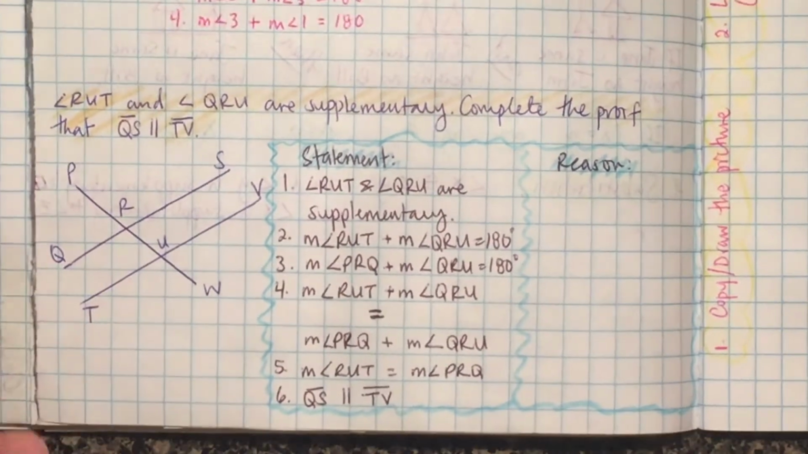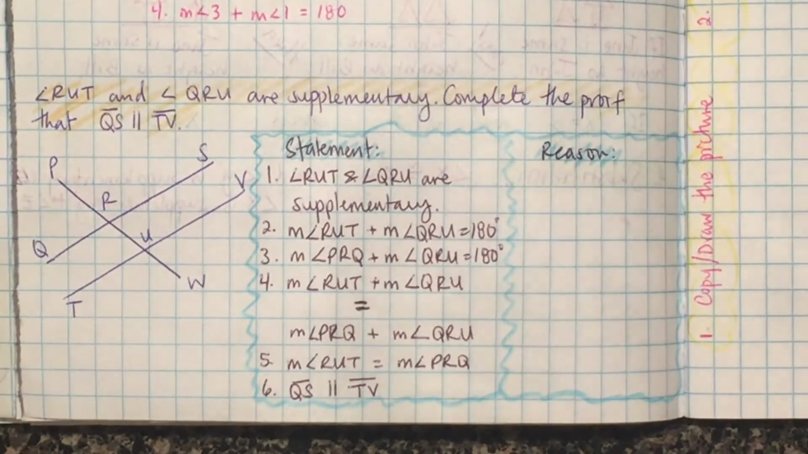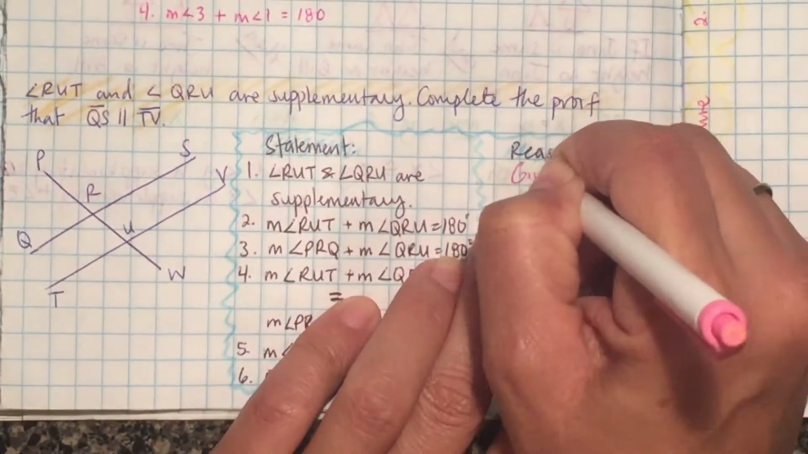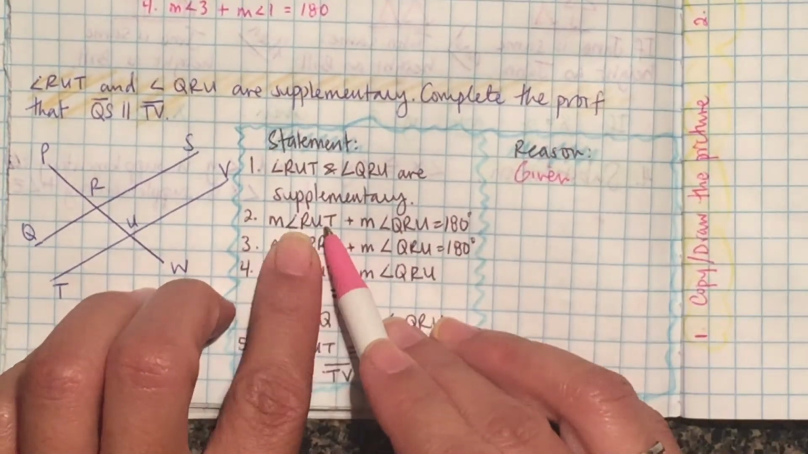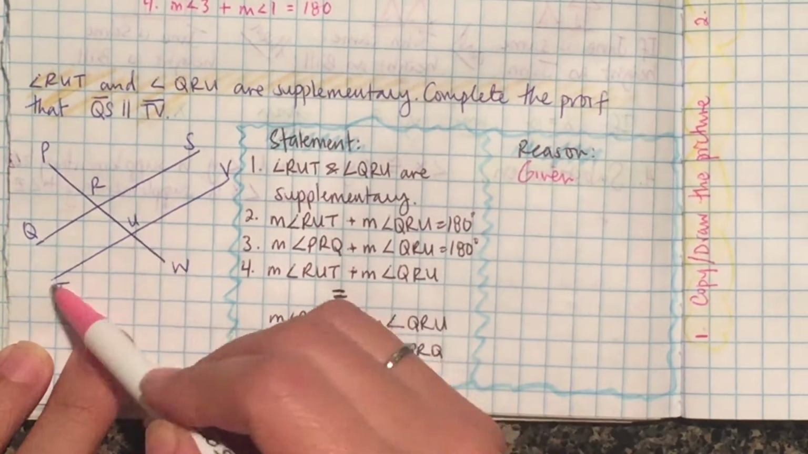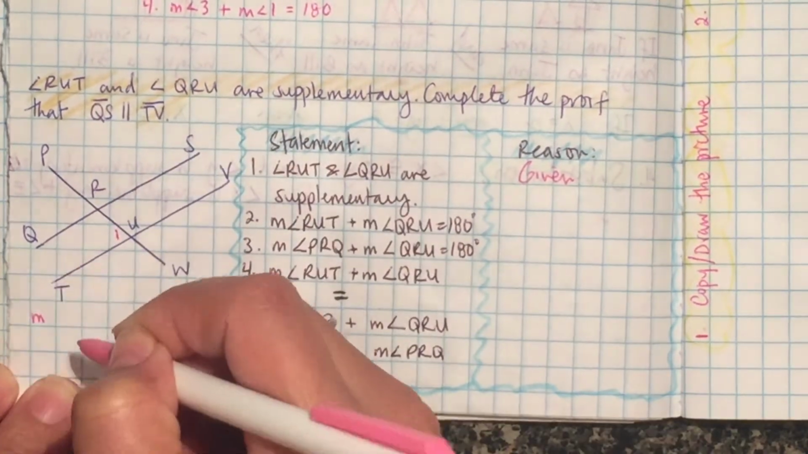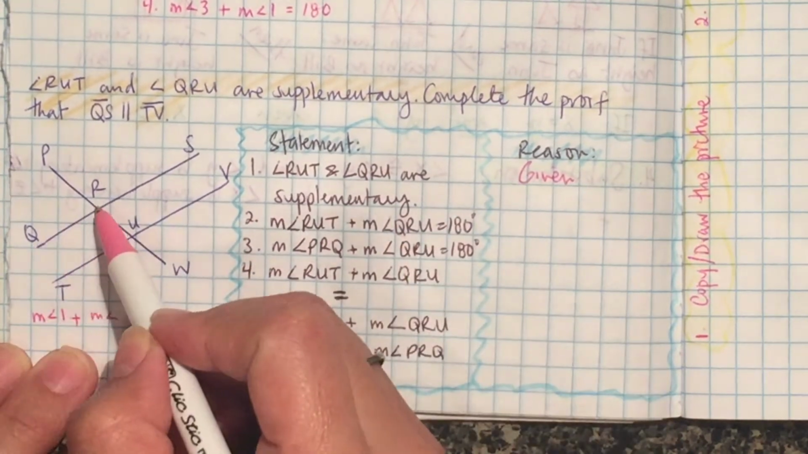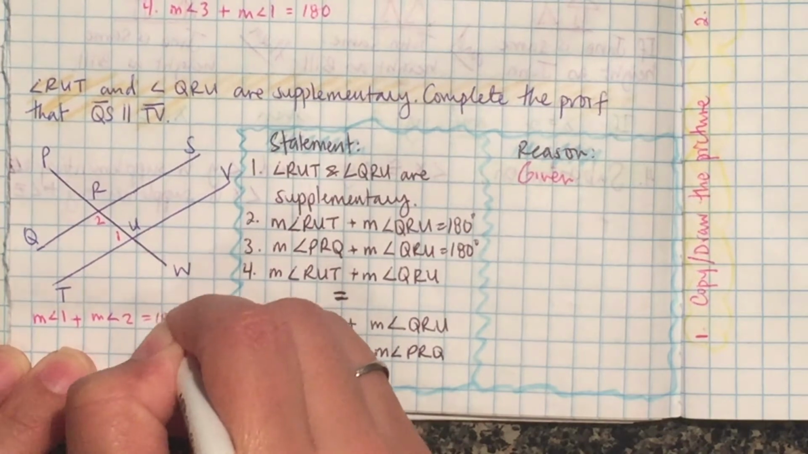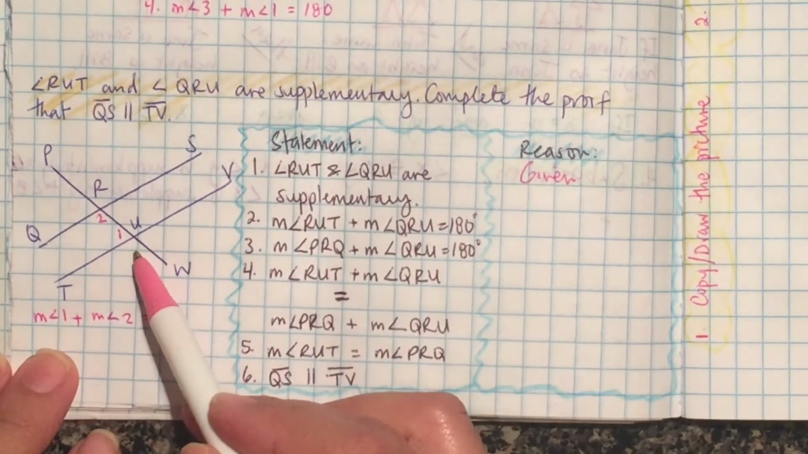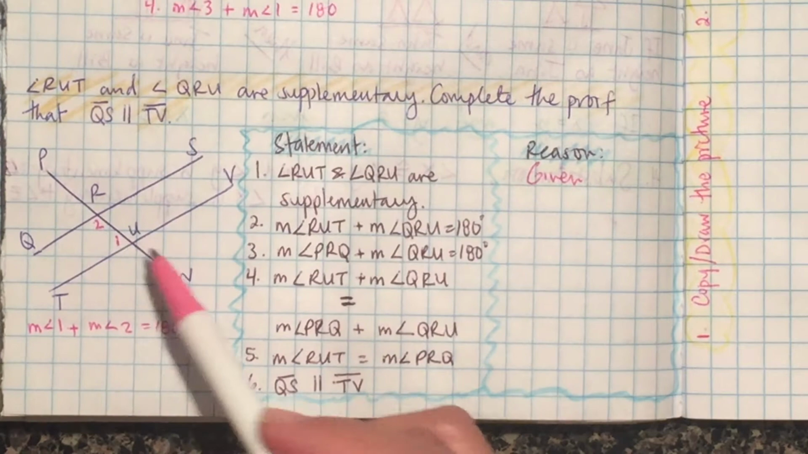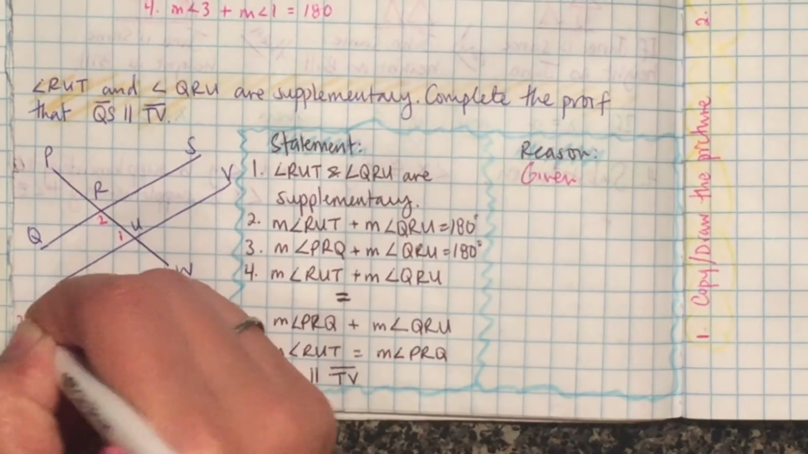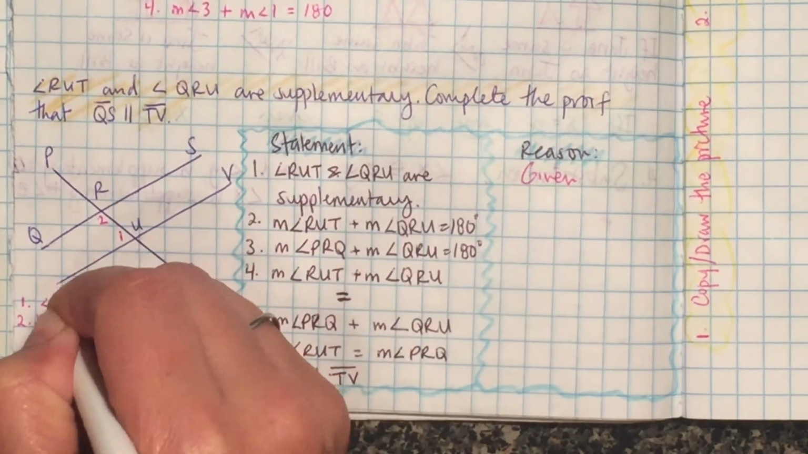Alright, final example. RUT and QRU are supplementary, so that's given. RUT, we're going to measure of RUT. So we're going to say RUT, that's going to be 1. So the measure of angle 1 plus the measure of QRU, so that's going to be angle 2, is equal to 180. And then why is that true? Why is 1 plus 2 equal to 180? Well, you just told me they're supplementary, so obviously it's because it's the definition of supplementary.